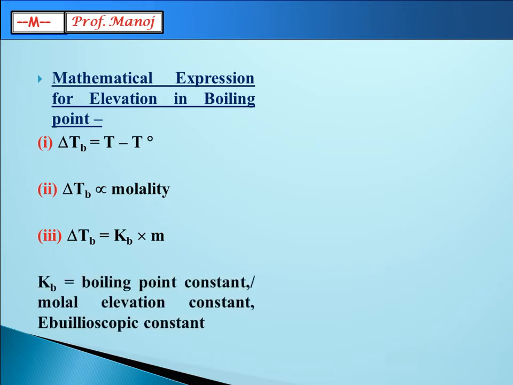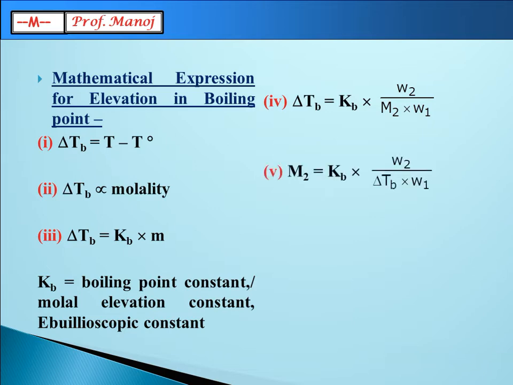This term Kb has a lot of names. It's called boiling point constant. It's called molar elevation constant. It's also called ebullioscopic constant. This equation, when you substitute value of molality, we get another equation, delta TB equal to Kb into W2 upon M2 into W1. I've just simply substituted formula of molality.